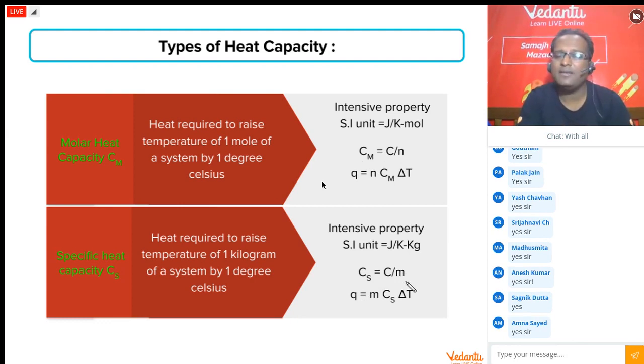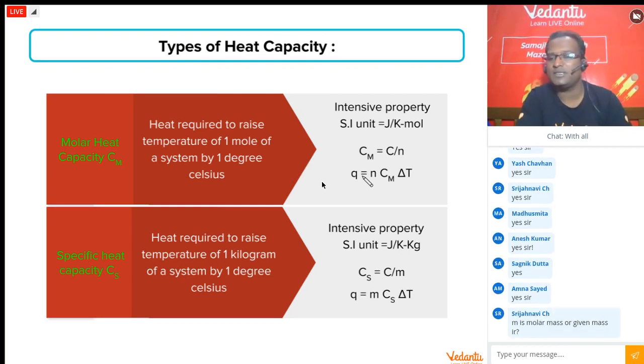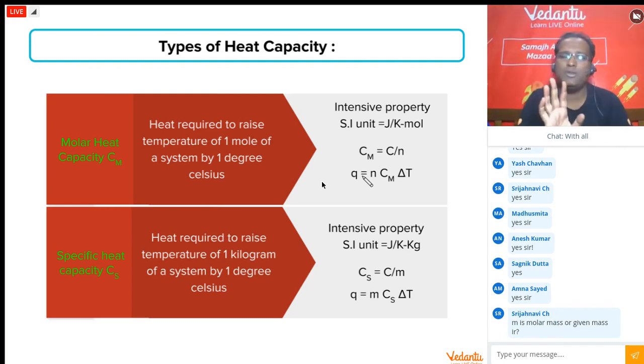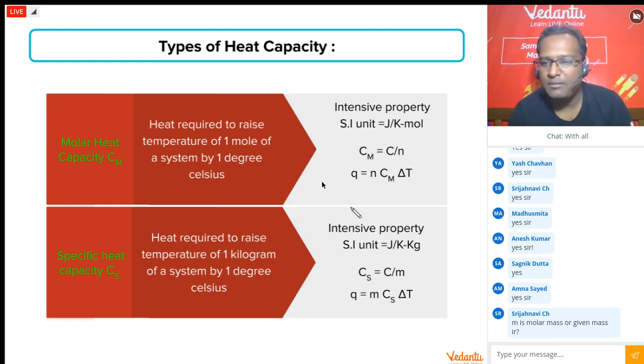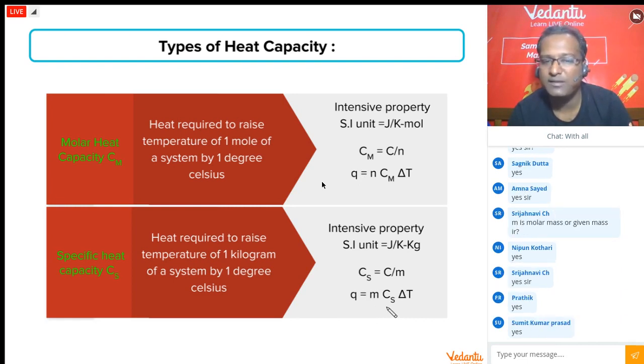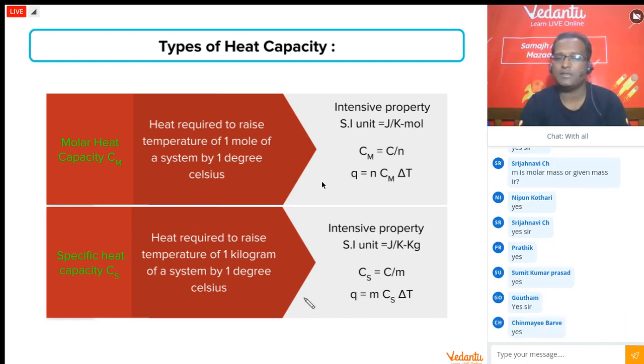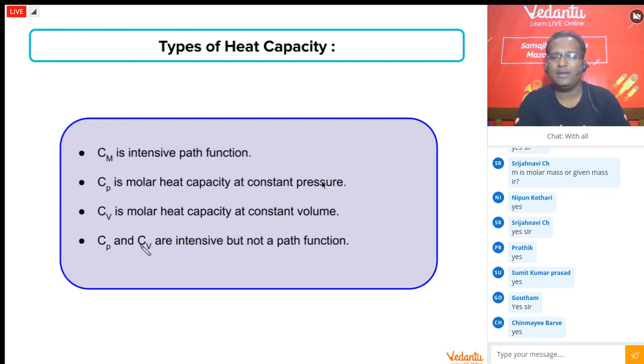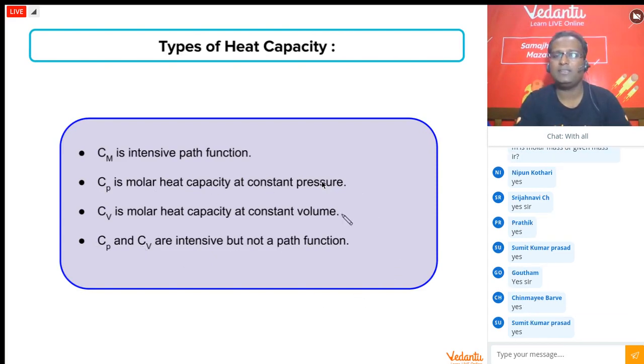Now, can I say that, sir, Cm can also be at constant volume? Cm can also be for a process which is QV or QP. Similarly, Cs can also be for a process which is constant pressure or constant volume, isn't it? The mass here is actual mass, not the molar mass. The mass here is actual mass of the system. So therefore, do you agree that this Cp and Cv can be defined?